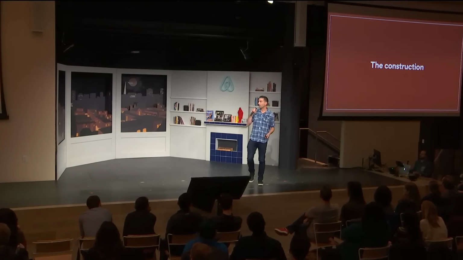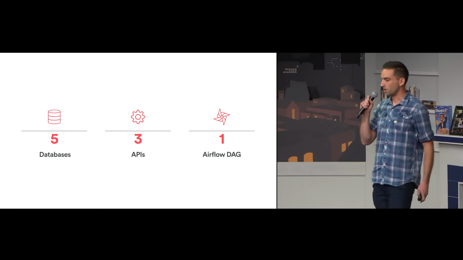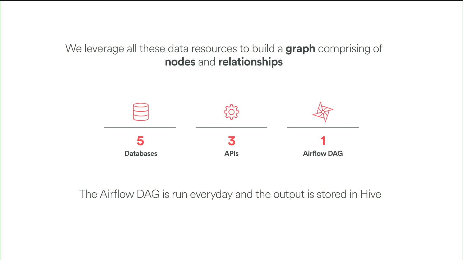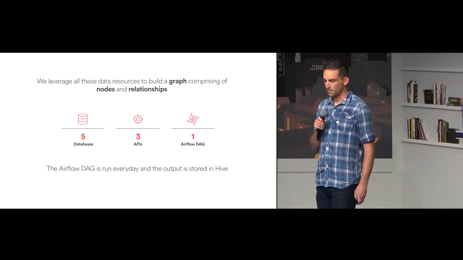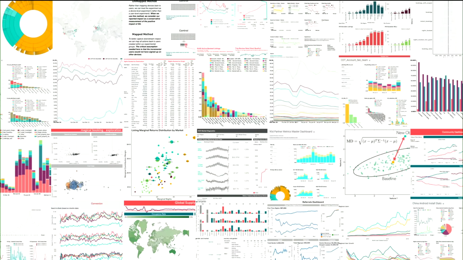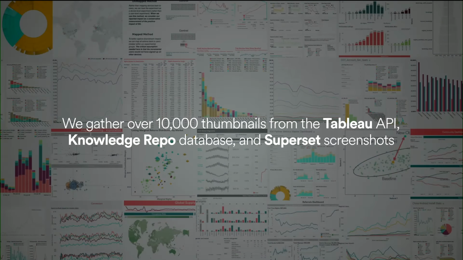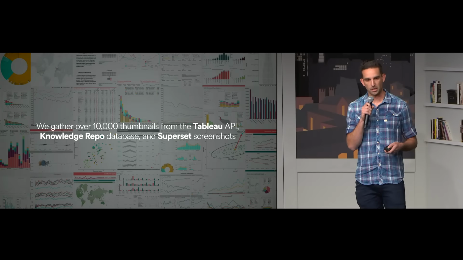So what about the construction of the graph? We start off with about 5 different databases. We have 3 APIs, and we use these to create a graph of nodes and relationships. And we use an Airflow DAG, which is just an ETL system, to actually build this graph. This Airflow DAG runs every night, and we export the results to Hive. Additionally, we have over 10,000 thumbnails that we generate from various sources. So there's a Tableau API, Knowledge Repo has a database, and we actually go through and scrape all of our Superset assets to create thumbnails. The idea here as well is that we just want to bring up as much relevant information as possible to the user.